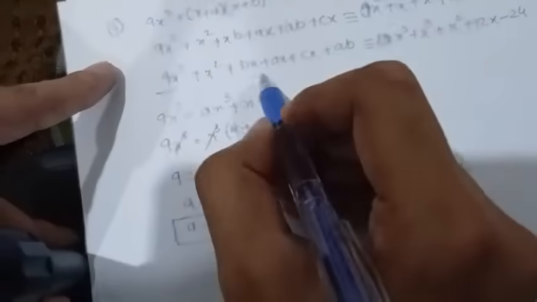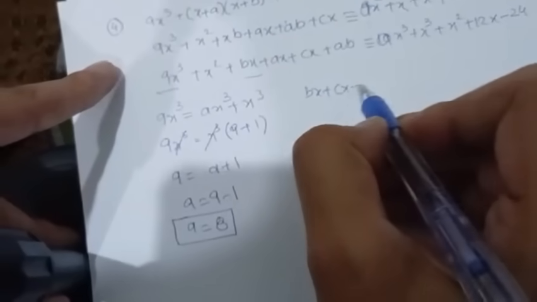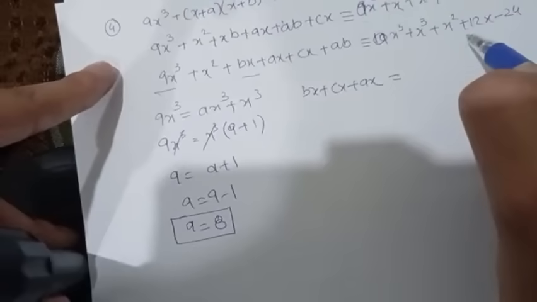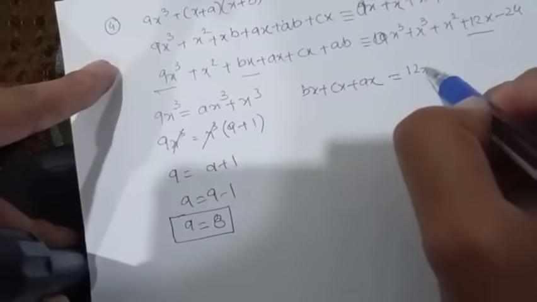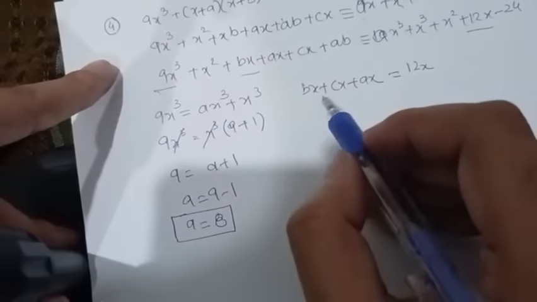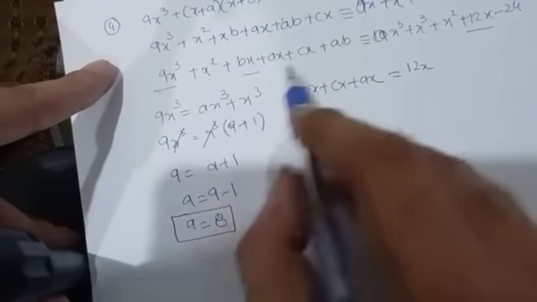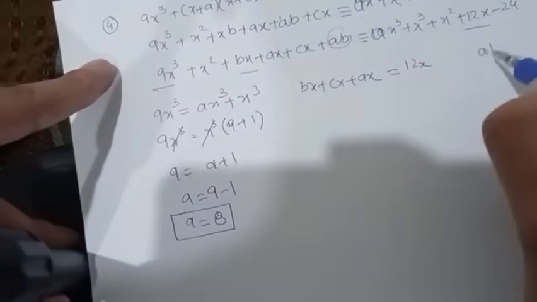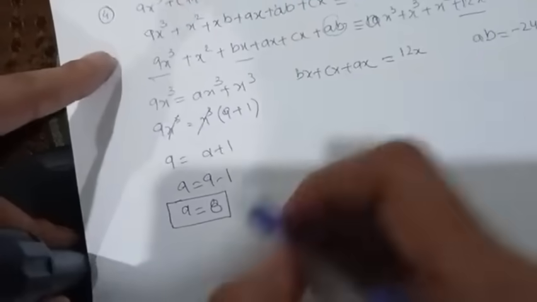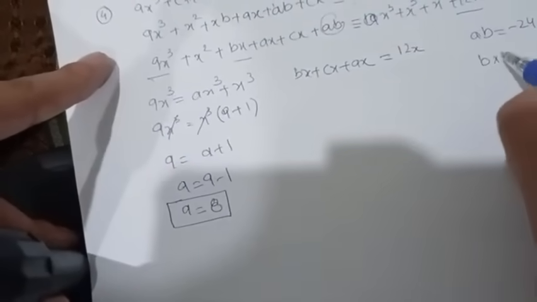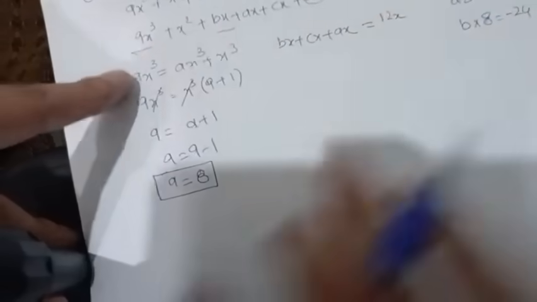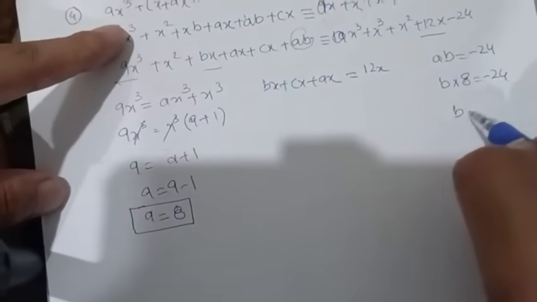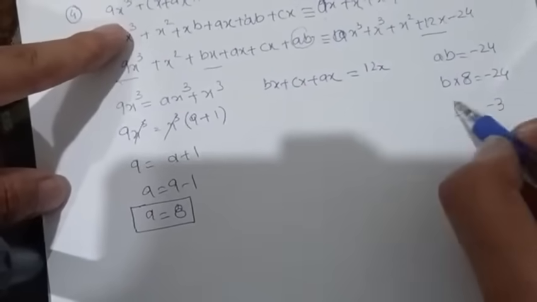Now we will equate bx plus cx plus ax is equal to 12x. We have the value of a, but we do not have the value of b. So how do we calculate? We have ab is equal to minus 24 and we have value of a which is equal to 8. So minus 24 divided by 8 will give us b is equal to minus 3.